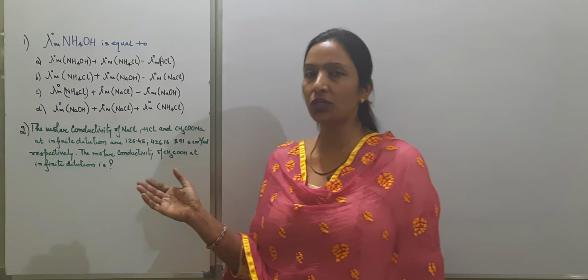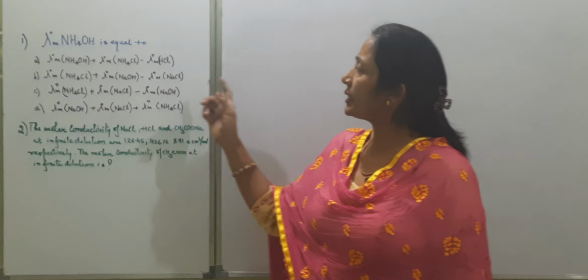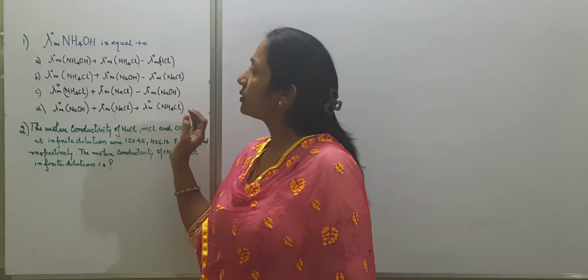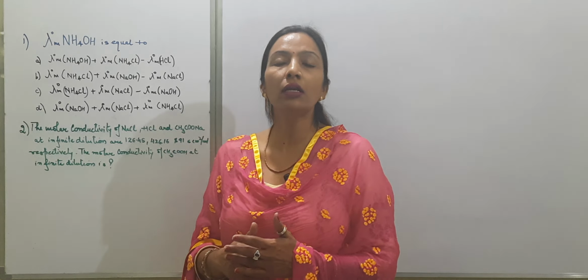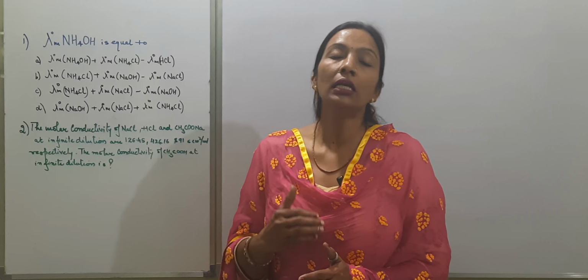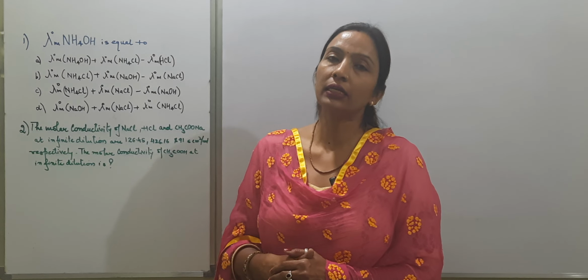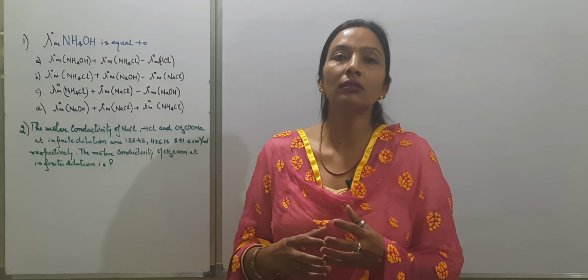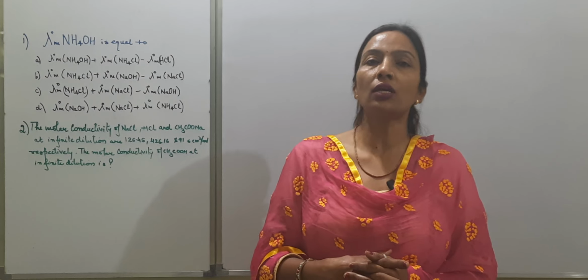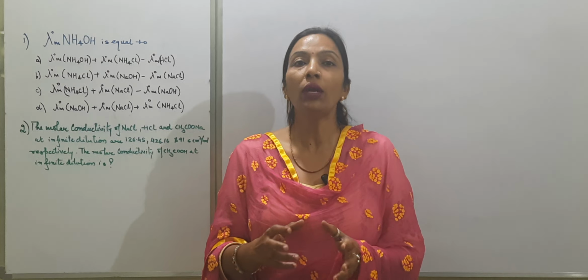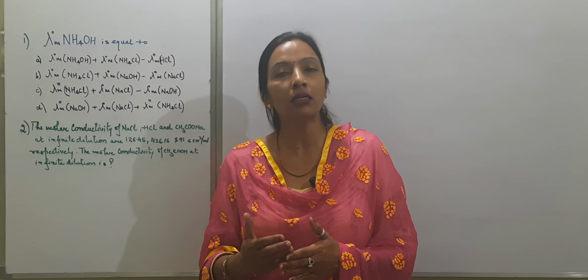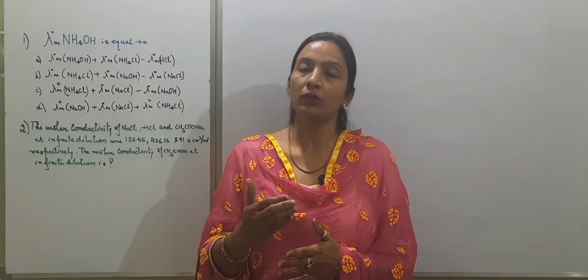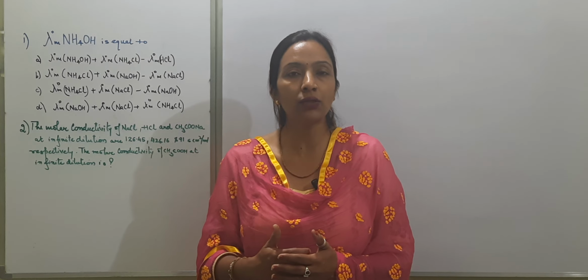About these two questions, and you can see the questions. I wrote the lambda naught m, and lambda naught m is the limiting molar conductivity. So this topic is from the chapter electrochemistry. We are dealing with the limiting molar conductivity of weak and strong electrolyte.